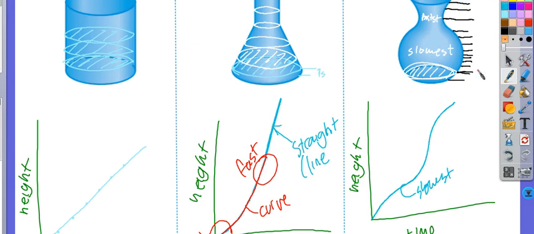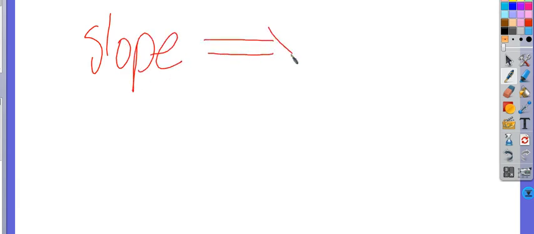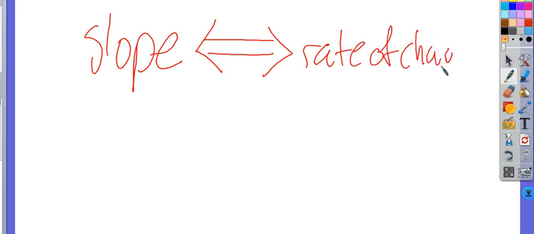So what I find is that there's this really strong link between slope and rate of change. In fact, the slope of the line or the graph, whatever, at that point, is the rate of change of whatever, the height to the time, or your distance to time, or whatever it is. So if we compare the vertical to the horizontal, we're looking at the slope. And the bigger the slope, the bigger the rate of change, the faster the rate of change. The flatter the slope, the slower the rate of change.